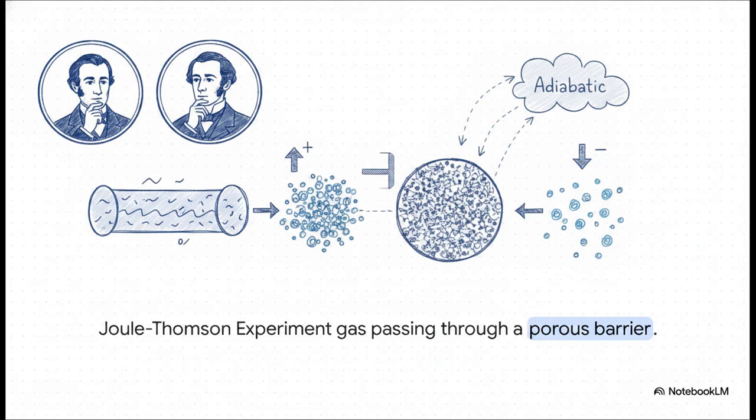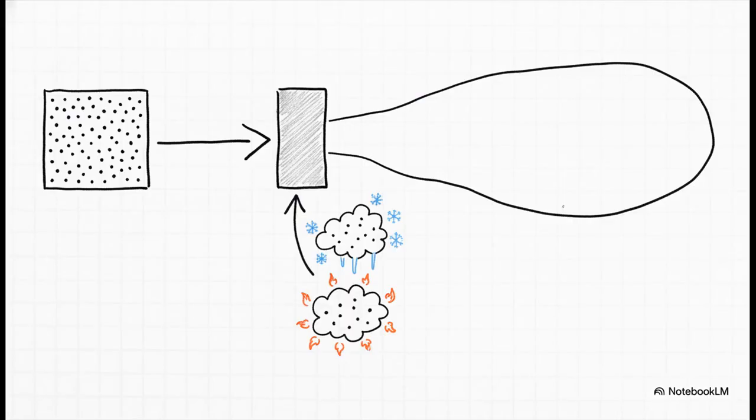Two brilliant scientists, James Prescott Joule and William Thomson, put this to the test. They set up a totally insulated tube, so zero heat transfer, which we call an adiabatic process. Then they forced different gases through a fine porous plug, moving them from a high-pressure zone to a low-pressure zone to make them expand. What they found is now famous as the Joule-Thomson effect. At normal room temperatures, most gases actually chill out and cool down as they expand through this plug. But incredibly, gases like hydrogen and helium do the exact opposite. They heat up.